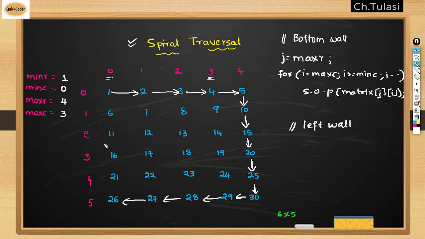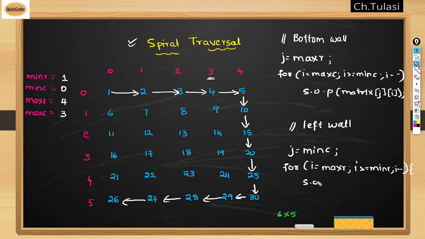Okay, so let us continue. So what is fixed one here? Min column. Min column is fixed one. So I will write J as min column. And what is moving from max row to min row? From 4 to 1. See, from 4 to 1. My column is fixed and my I is equal to max row, I greater than or equal to min row, and I will do I minus minus.